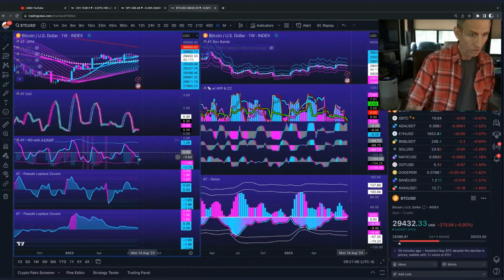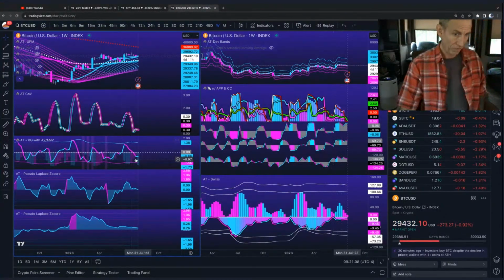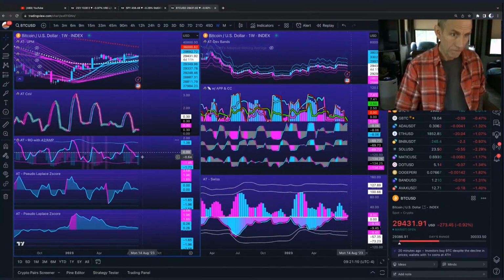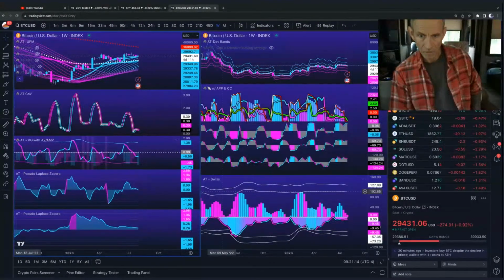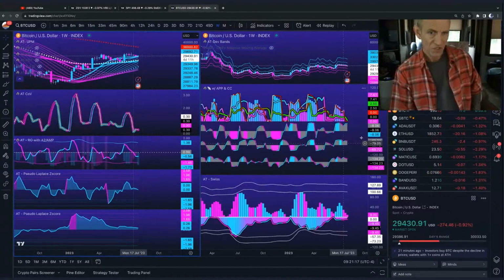See on the weekly, man. Oh boy, there's the hidden building. There's the hidden. We got a lower low here. All right, good stuff. We're waiting for you, BTC. Volatility still low on the weekly. Still low.